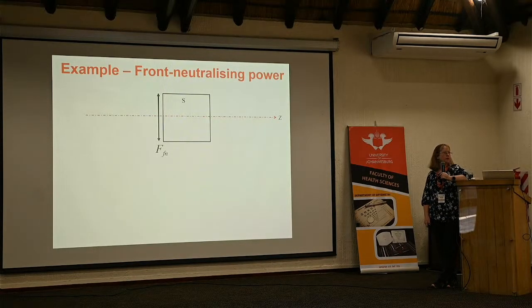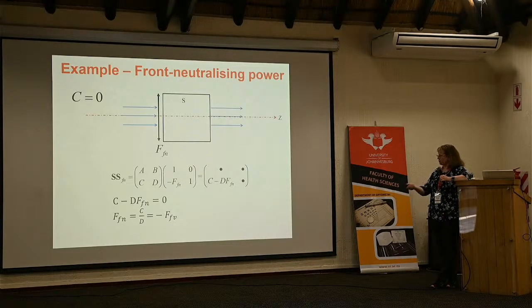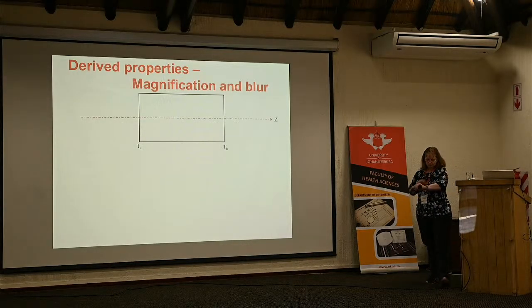Front neutralizing power: we're doing exactly the same, but in reverse. We're going to have C equals 0, solve for C, and we've got front neutralizing power as a relationship of C over D, and the negative of front vertex power. Magnification and blur.